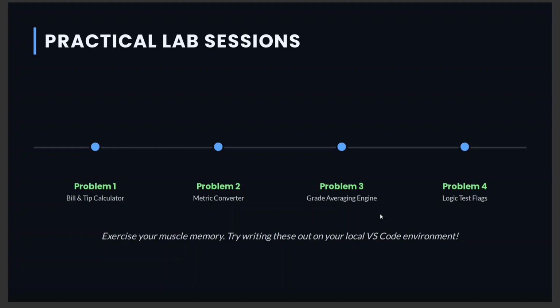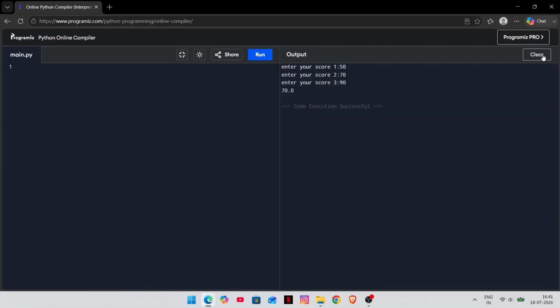We want to ask the computer if the score is greater than or equal to 50. The output will be a boolean value, true if they passed and false if they didn't. Let's build this.